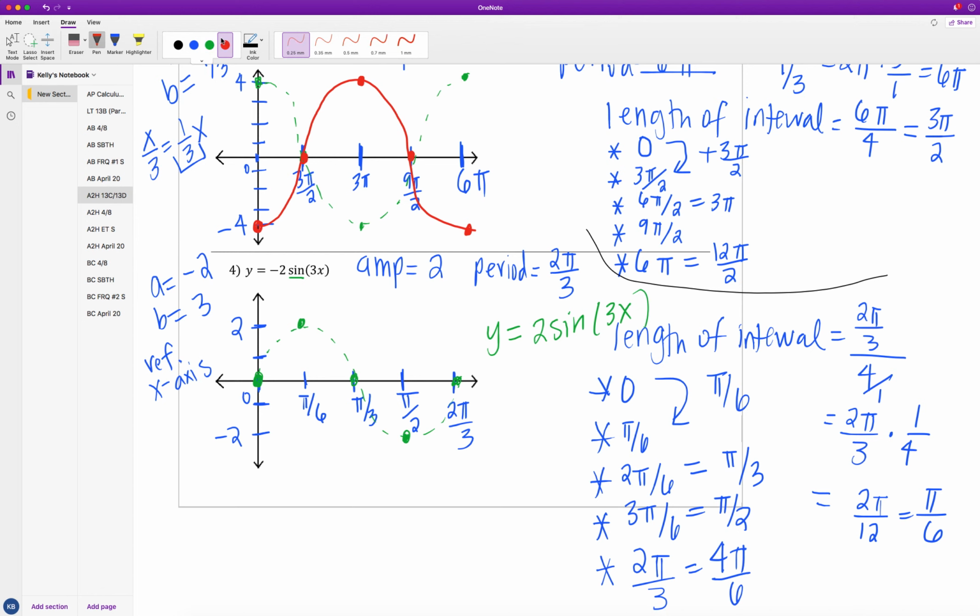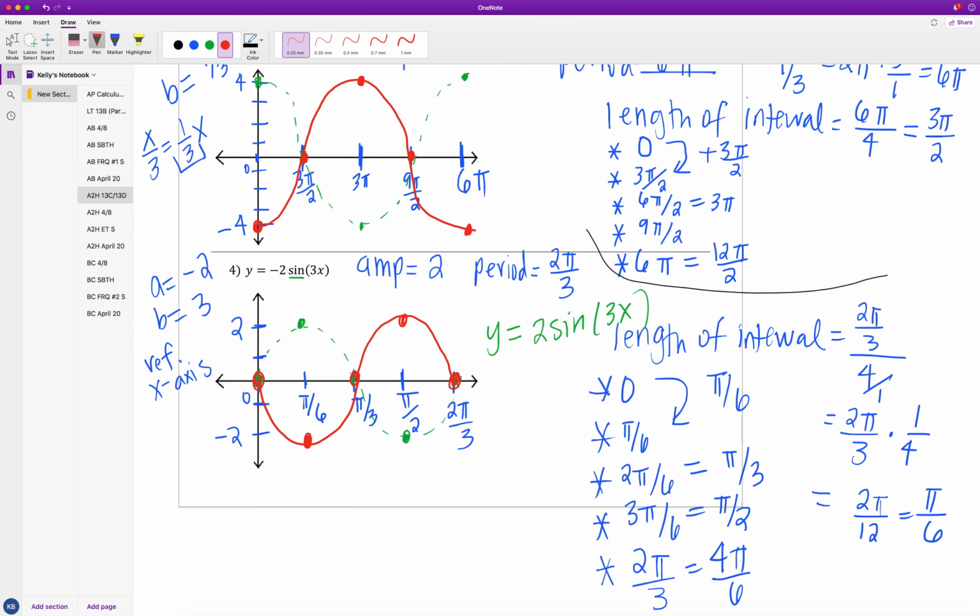But since our problem had the -2, I'll do the reflection here, which takes this pi over 6 value down and flips up the pi over 2. Of course, the ones on the x-axis aren't going to change because they're reflecting over themselves. So this will curve down, and then from here it's going to curve up and over. And that is our last example for this guy.